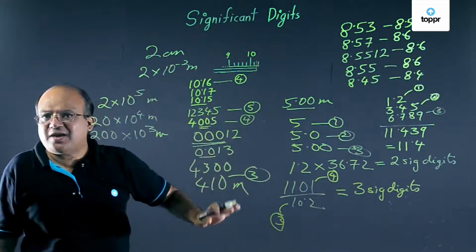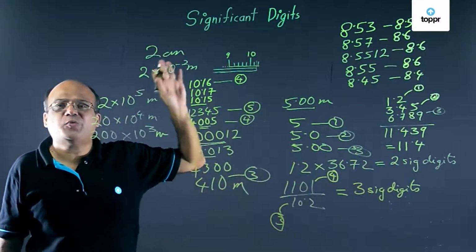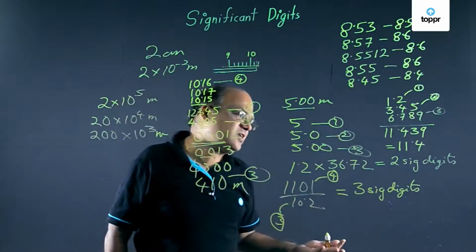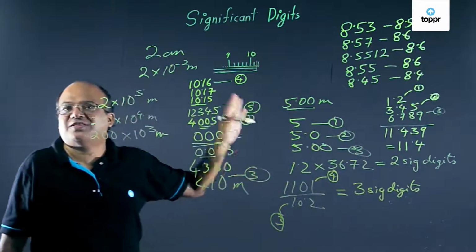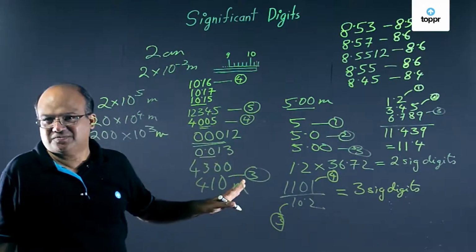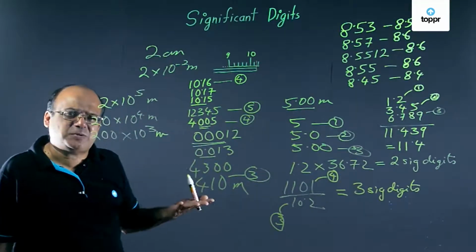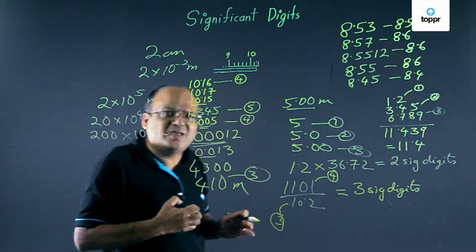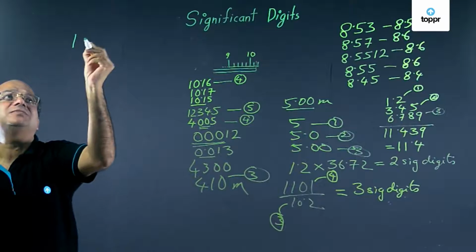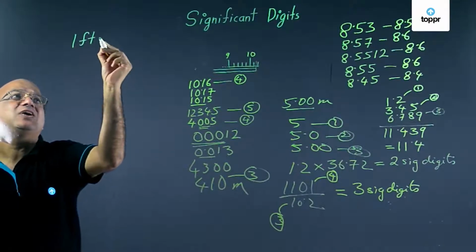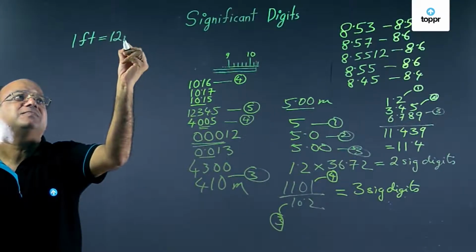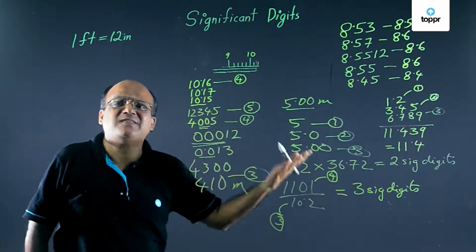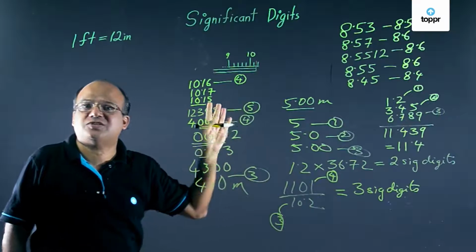So when you are multiplying or dividing, don't worry about the decimal point. Look at the number with the least number of significant digits. The final result should have the same number of significant digits. Now there are certain exceptions. Exceptions for exact numbers. 1 feet is exactly 12 inches. So these exact numbers can have as many significant digits as the calculation requires.